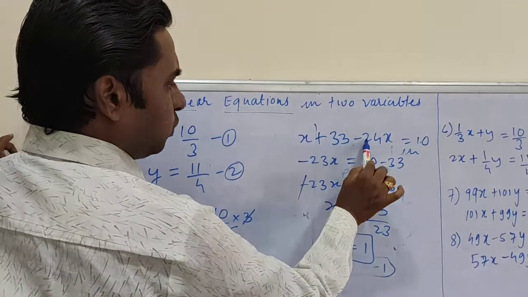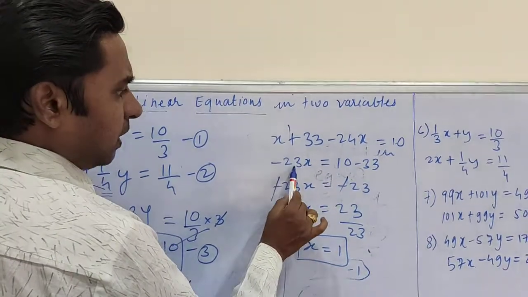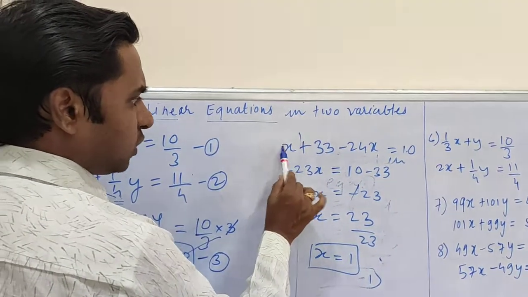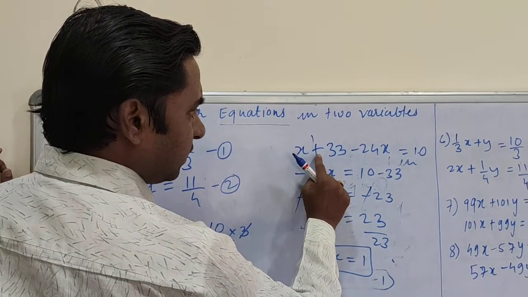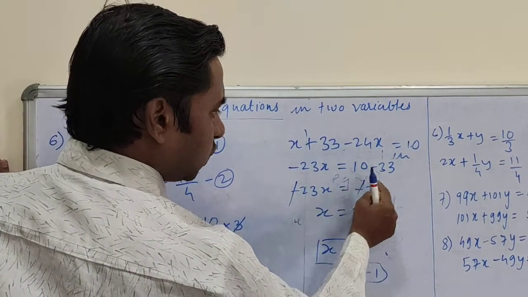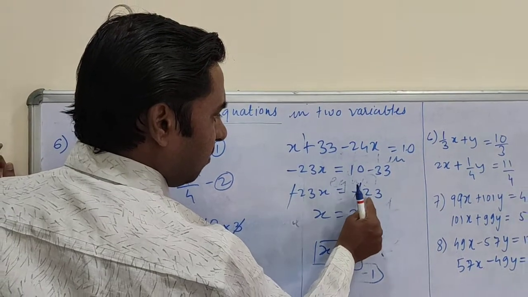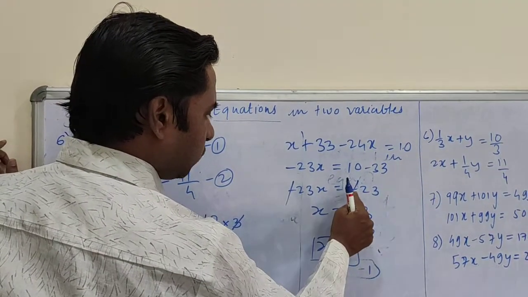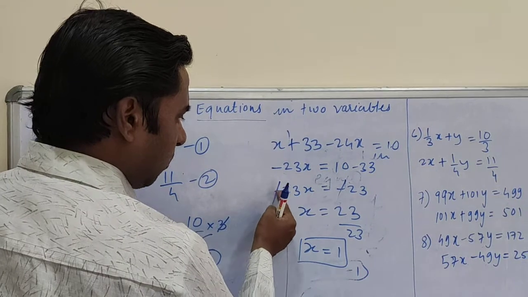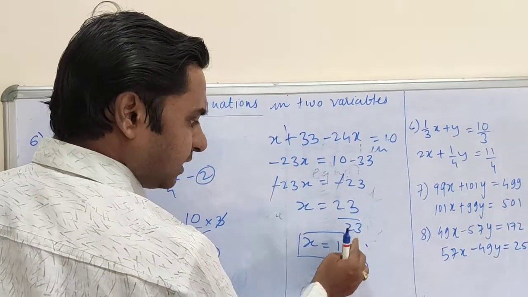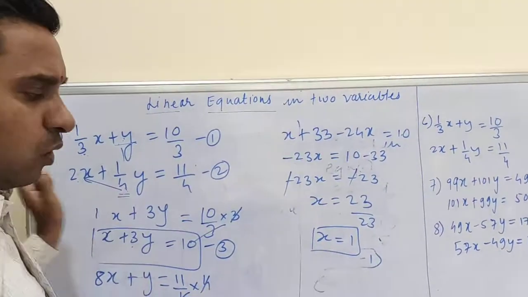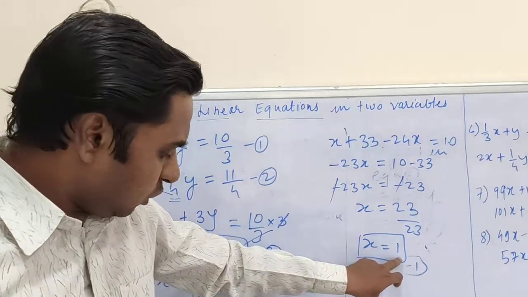See, minus 24x and x, this will become minus 23x. Plus 1 and minus 24, minus 23. This 33 plus here, this will go minus. So 10 minus 33 will become minus 23. Now minus 23 is equal to minus 23x. So minus minus cancel, only 23 is left. This 23 goes to the right hand side. So x is equals to 1. Okay, so we have got x is equals to 1.